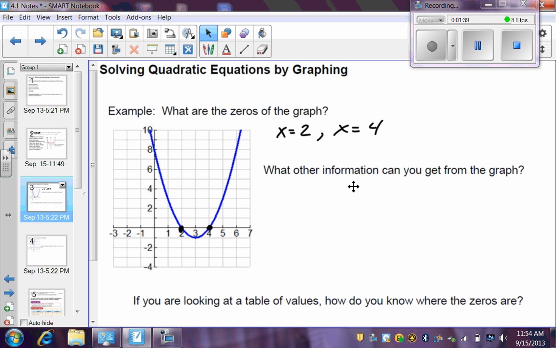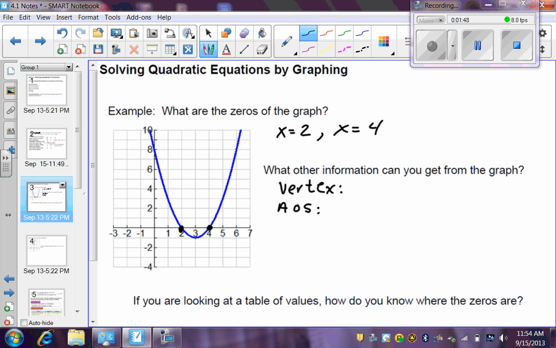What other information can we get from the graph? Well, you should be able to find your vertex, your axis of symmetry, and you should also be able to see if there's a y-intercept on graphs that have it graphed. Now, some graphs may not have them graphed, but you always should look to see if you can actually see the y-intercept. On this graph, your vertex is your lowest point. So if you look, your lowest point is right here, and the coordinates for that are 3, -1.